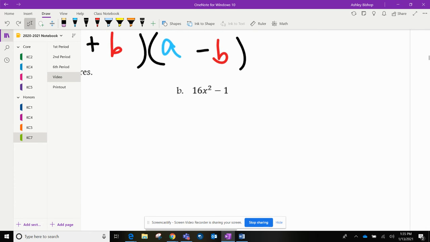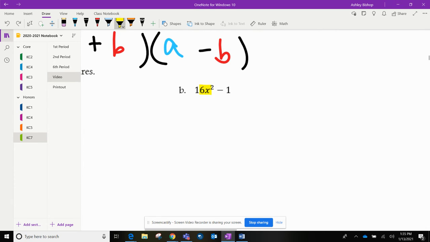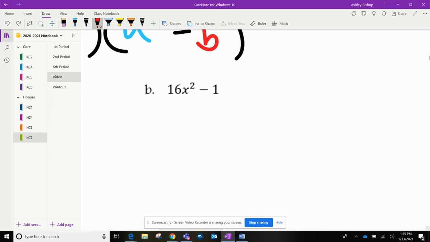All right, one last thing is this problem is a little bit different, but not much. On your Go Formative, you notice that you have two terms and they're being subtracted. So you're going to try difference of two squares. In order to do that, you are going to take the square root of both terms: the square root of 16x squared and the square root of 1. We don't touch that negative sign.